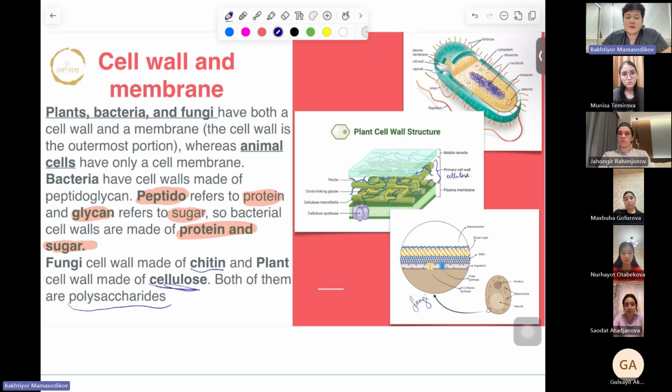The next question is to Jahangir. The cell wall is found in all eukaryotic cells, including animal cells. True or false? All cell walls are found in eukaryotes, including animals. Yes.